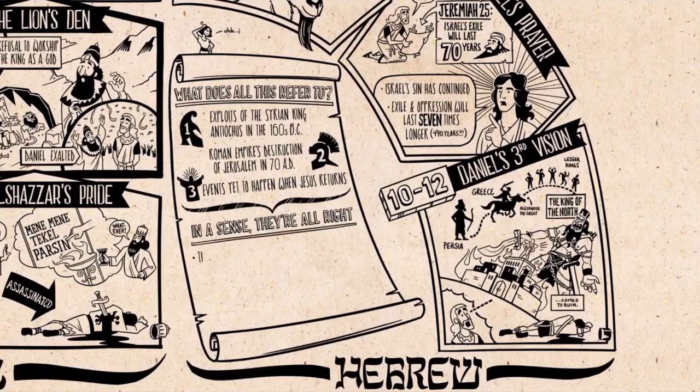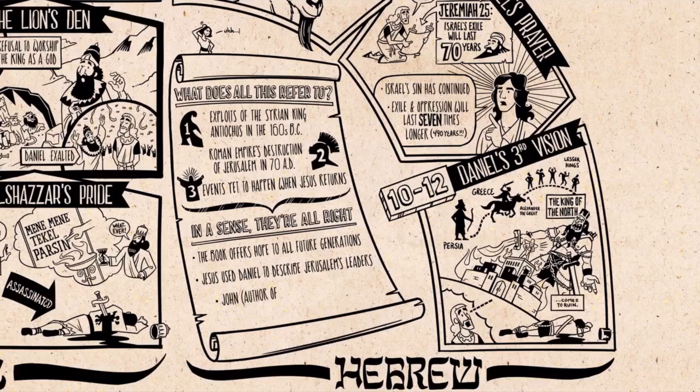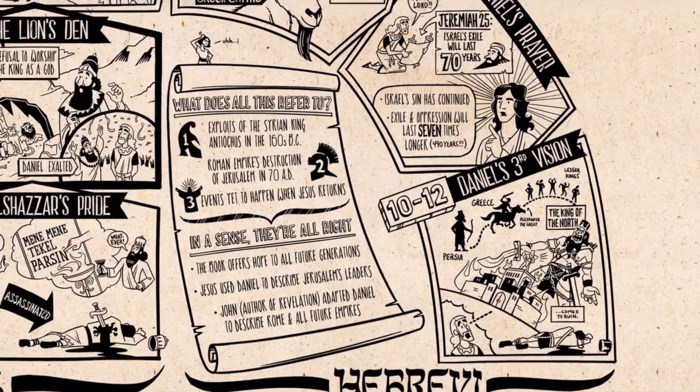The book of Daniel has been designed to offer hope to all future generations of God's people. It did so in the days of Antiochus' empire, and it has ever since. This is why Jesus could use imagery from Daniel to describe and confront the oppressive leaders he confronted in Jerusalem. This is why John, the visionary who wrote the Revelation, could adapt Daniel's visions and apply them to Rome of his day and also all future oppressive empires.